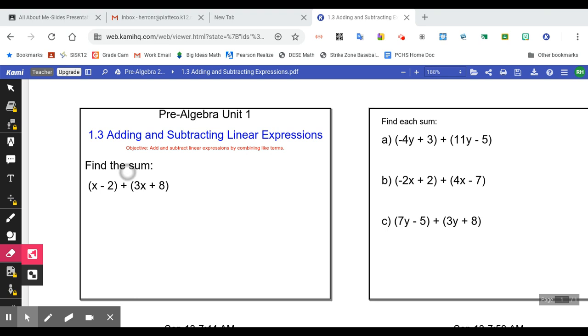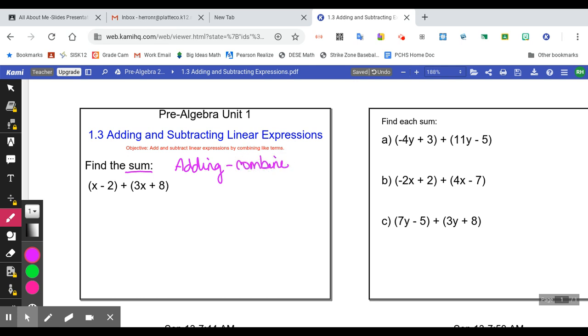So finding the sum means that we are actually going to be adding the two terms, or the two expressions, I should say, together. So when we're adding, we really just are combining like terms. You don't need to worry about the parentheses, okay? Because you're adding one to the other. So we could just take those out if it makes it more confusing, or you can leave them in and circle what goes together. So adding, just combine the terms, ignore parentheses. We'll put that in here, okay?